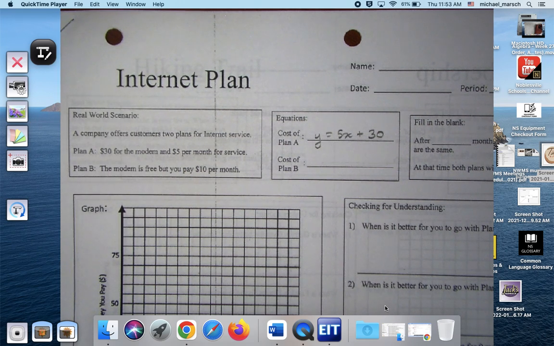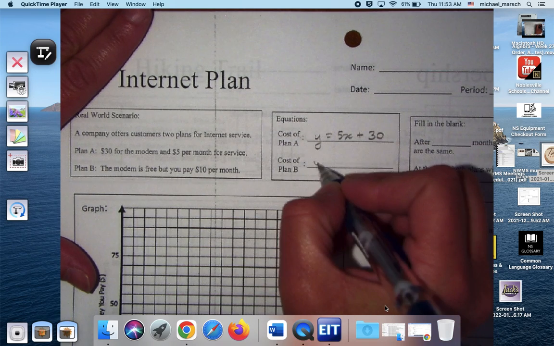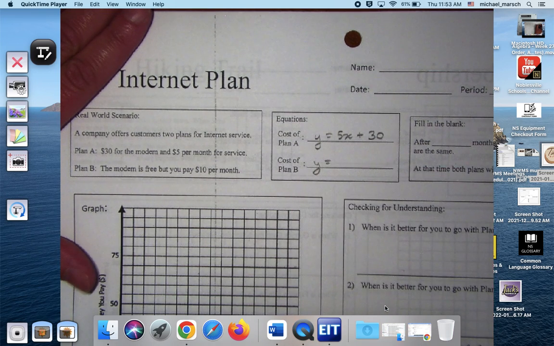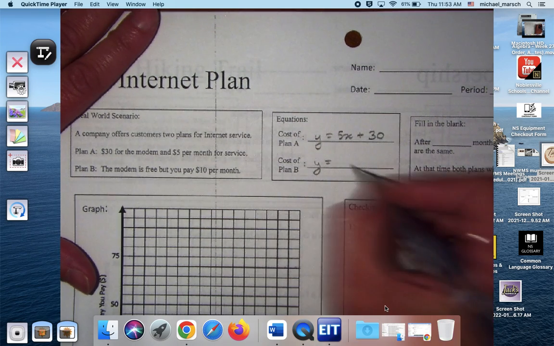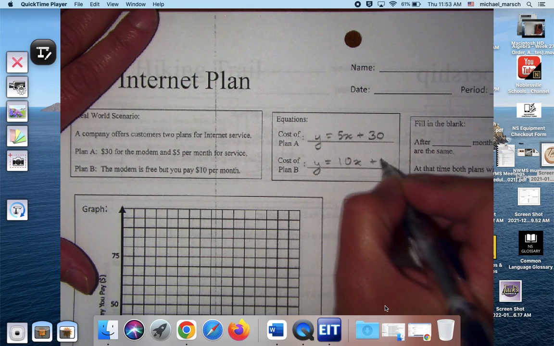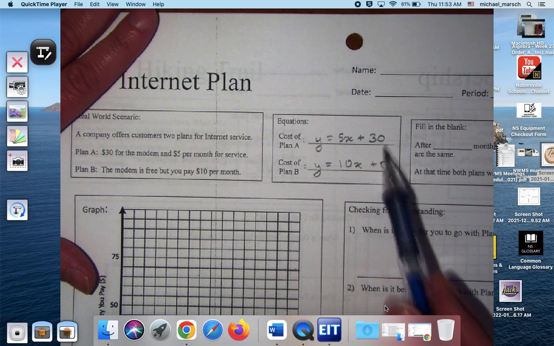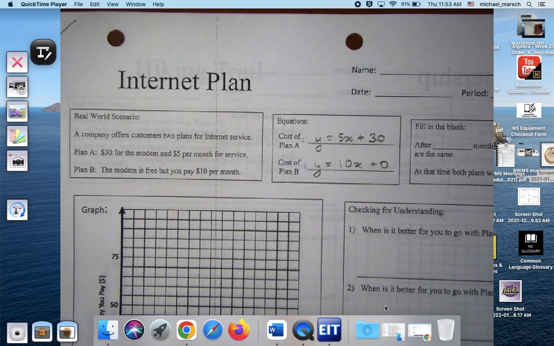I don't have to pay a fee for the modem for Plan B, so what will be my equation? 10x. And some people like to write plus 0, so they remember that the y-intercept is the origin. It's up to you. Some people like to do it. Who am I to judge? Right? They're both correct.